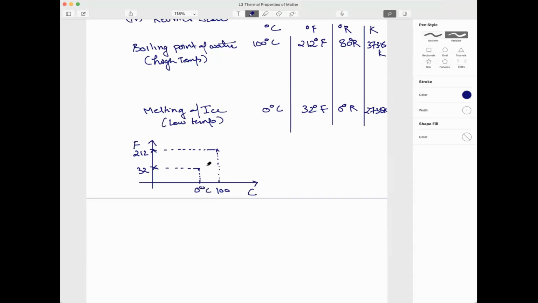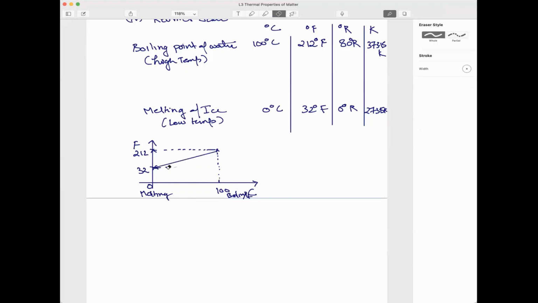Now this point will be there. This is the melting point, and this is the boiling point. Now let's take some random point and call it C, comma F, and find out the slope in relation to that.